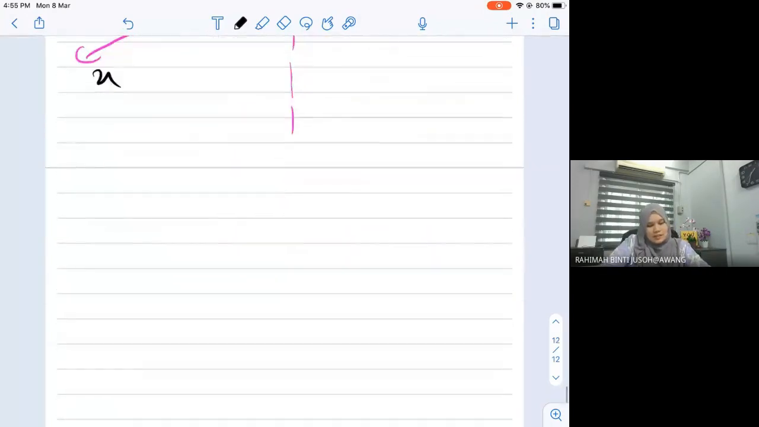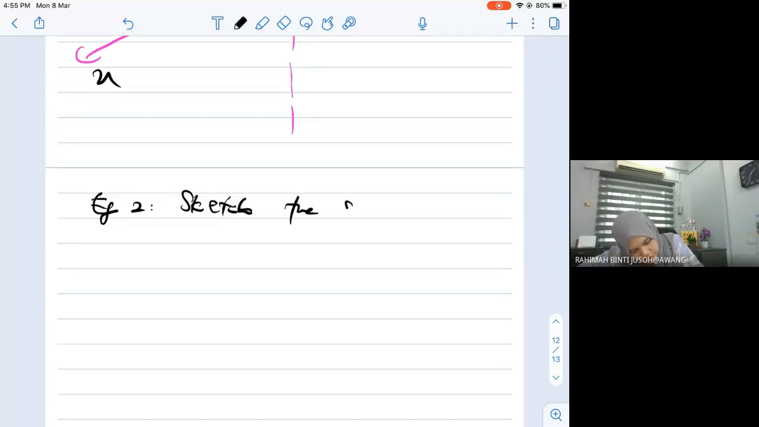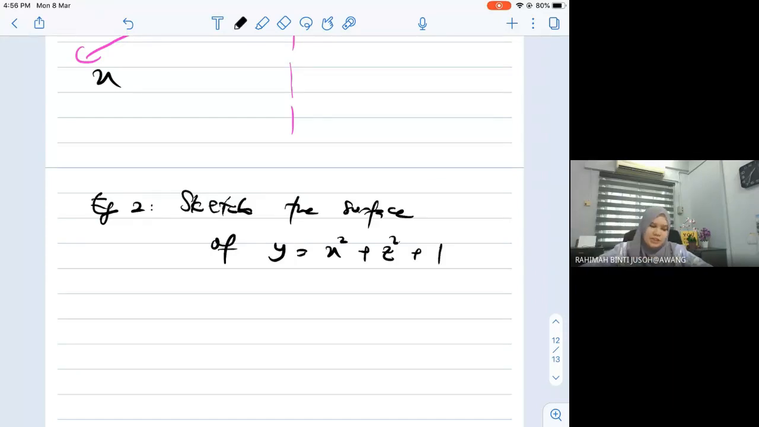Okay. Next, let's say I give you second example. Sketch the surface of, let's say we have y equals to x squared plus z squared plus 1, for example, like that. Plus 1.